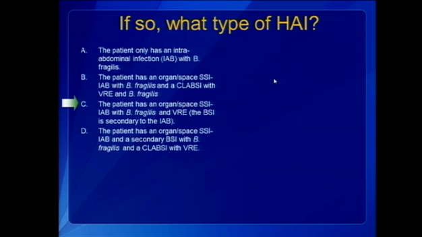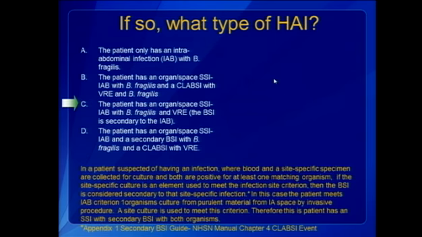The answer is C. The patient has an organ space SSI, IAB with B. fragilis and VRE, and the BSI is considered secondary. So we have to go back to Appendix 1 in this situation for guidance. Appendix 1 is found in Chapter 4, the CLABSI event chapter, in the NHSN Patient Safety Component Manual. The appendix is at the end. The appendix is a secondary BSI guide. And what it states is that in a patient suspected of having an infection where blood and a site-specific specimen are collected for culture and both are positive for at least one matching organism, and that's what we have here.